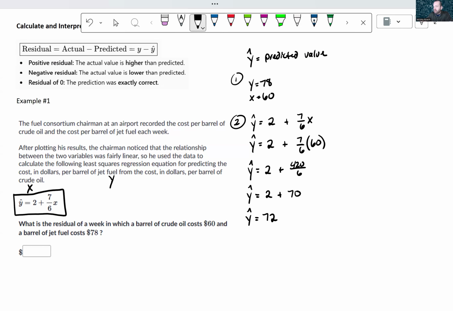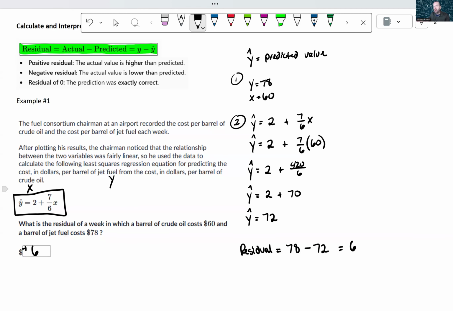So now we're going to use our equation up here for residuals, which is y minus y hat. So our residual is equal to 78, that was our y value, minus y hat, 72. And that's equal to 6. We get $6 for our final answer there. So now if we look at this as a data point, let's figure out what this actually means here. The data point is 6 units above the line of best fit. We got a residual of positive 6, and so it's above the line of best fit.